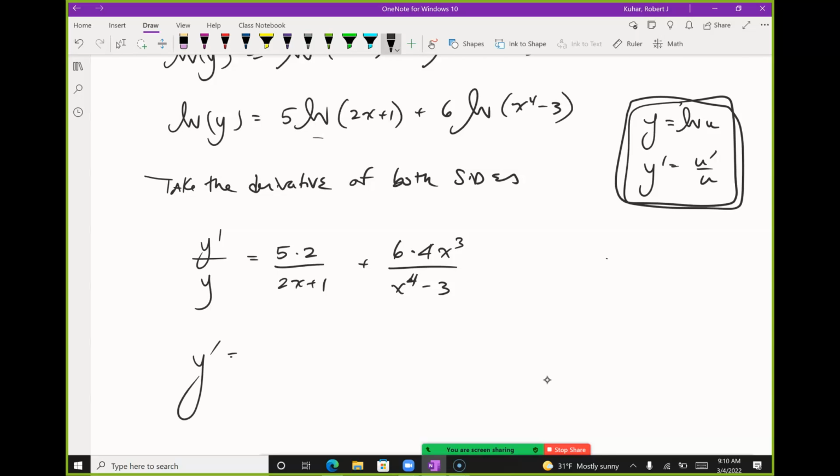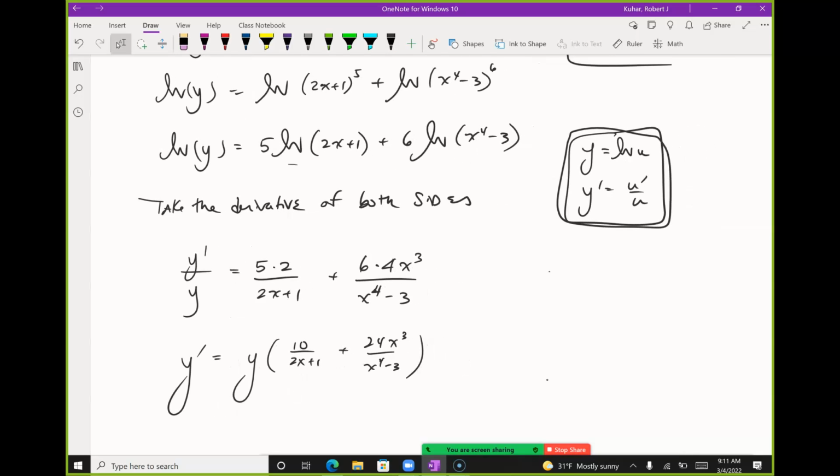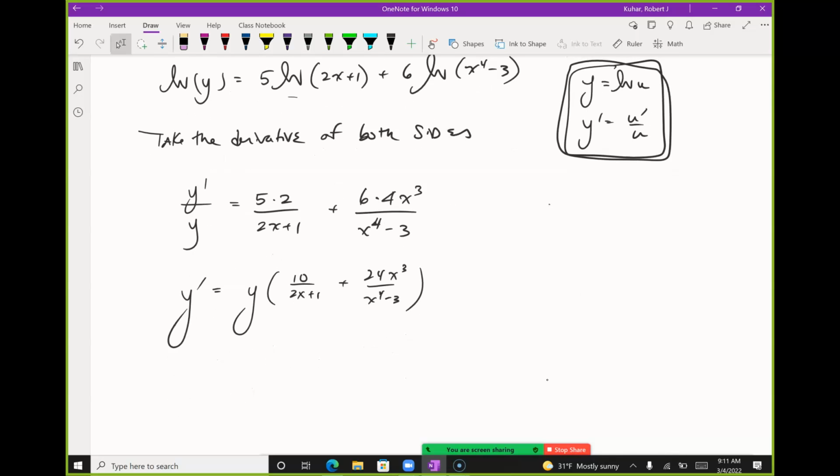So I have y prime equals y times 10 over 2x plus 1 plus 24x cubed over x to the 4th minus 3. Now, what's going to happen? I'm going to end at the same place, but it just makes taking the derivative a little bit simpler. Still, it turns out I have to do some factoring, but it's not as bad.